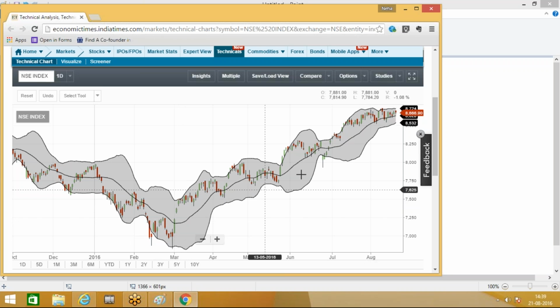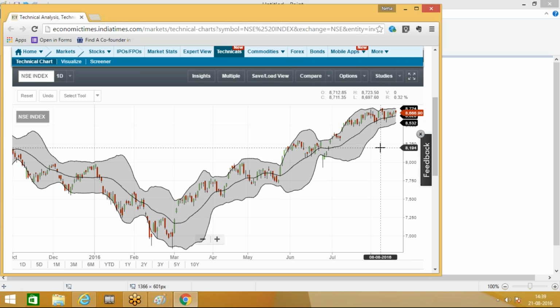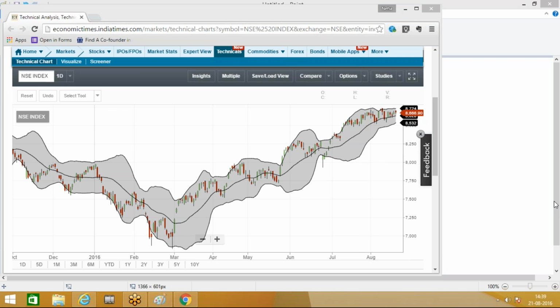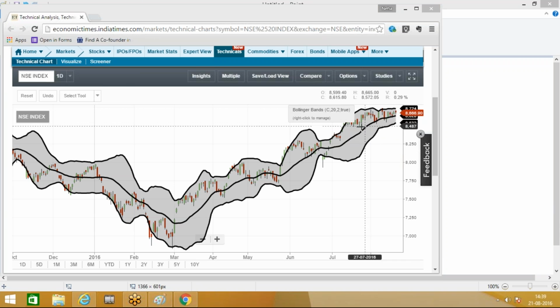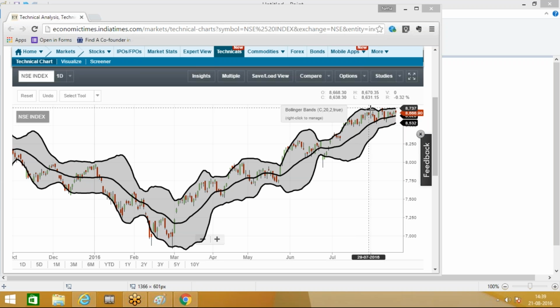So coming back to the current scenario, if you look at how the market is behaving right now, if you have followed the market for the last couple of weeks, you would have seen that the volatility has gone down significantly, and the range of the market has become very, very narrow, as is clear from this chart. So what you are able to see is that the trading band, the Bollinger Band, has shrunk.